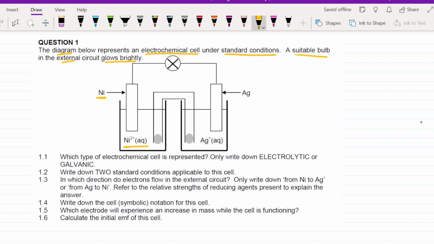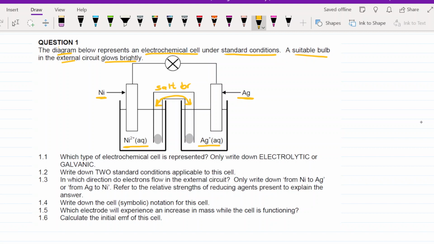Then if you look at the electrode on the right, Ag is a silver electrode. The solution inside the cell on the right is made up of silver ions. It's also aqueous, called the electrolyte, so it's a solution that can conduct electricity. Between these two cells, we have what we call the salt bridge, where ions can move either to the left or to the right. We'll explain this later on.